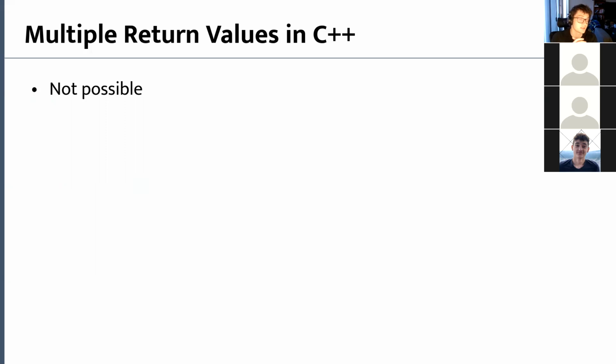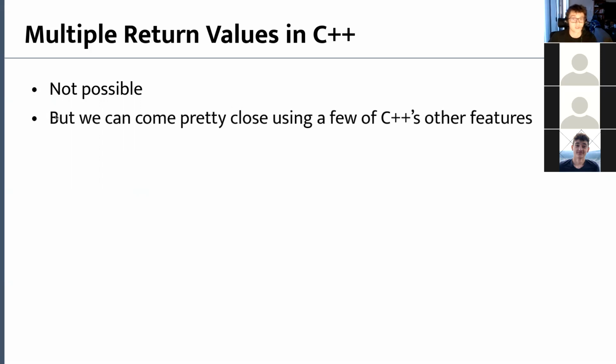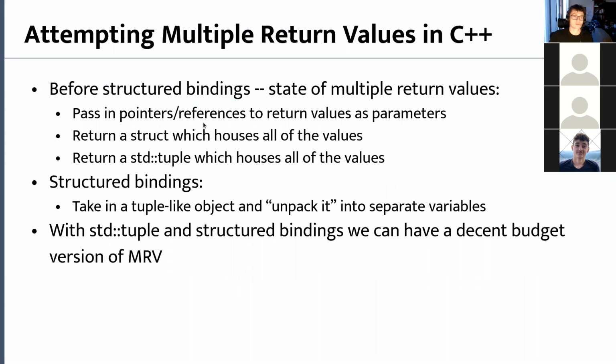If we want to do something like this, we would have to do something ugly, like declare a std tuple of int, int, and then return the tuple with return make tuple of 1, 2. Pretty ugly. I don't think it's that great, but it's as close as we can get in C++ without using structured bindings. So we can come pretty close to approximating multiple return values if we use structured bindings instead of tuple. So if you wanted to do multiple return values before structured bindings, you could do any of these things, which are all sufficiently ugly in their own right.